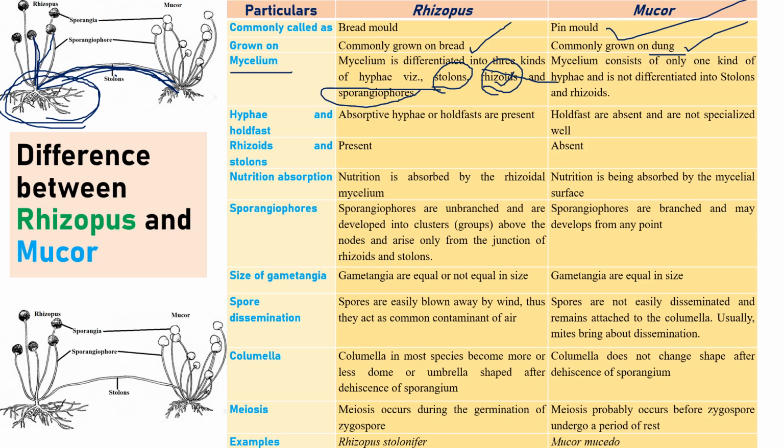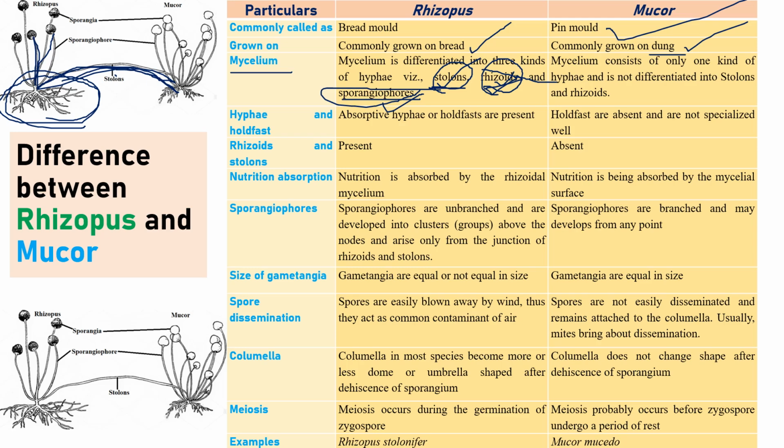All those arise from the mycelium only. The mycelium gives rise to these rhizoids, and from these rhizoids again the sporangiophore. From the sporangiophore above, there is a sac-like structure, where the spores are produced. So here the mycelium is differentiated into three kinds: rhizoids, stolons, and sporangiophores. Rhizoids are the anchoring organ or nutrient absorbing organ, stolons are the connecting organ, and sporangiophores are the stalk-like or pole-like structures which arise from the nodes of the rhizoids.